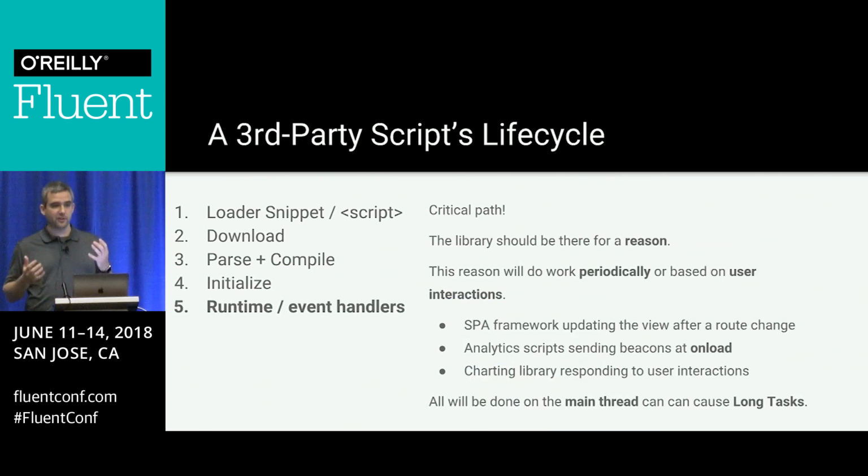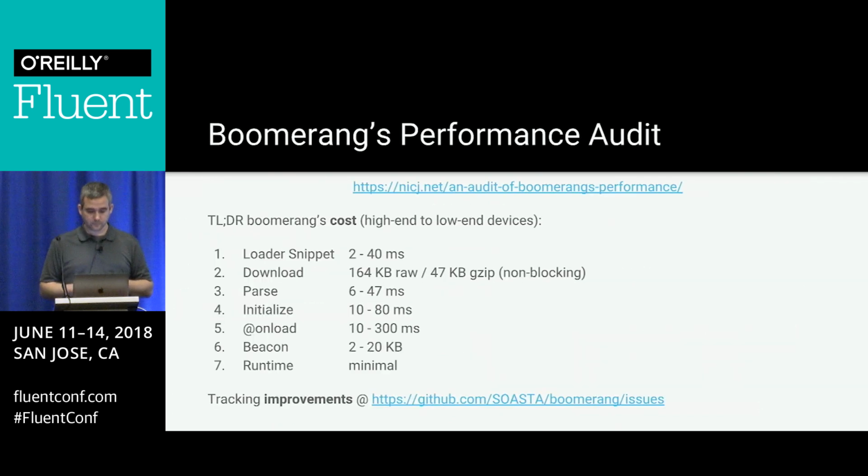And then finally, every library is there for a reason, right? Libraries may be doing work to provide an API for you, or they may be responding to user input. They may be a charting system, or maybe they're collecting performance data and sending data out at the onload event. All of this activity happens on the main thread. All of it should be as minimal as possible, because all of that stuff can block user input. So that's kind of the life cycle of a third-party script. You tell the browser to get it, the browser gets it, parses it, executes it, and then it runs. We think it's really important to be able to quantify this for every third-party script out there.